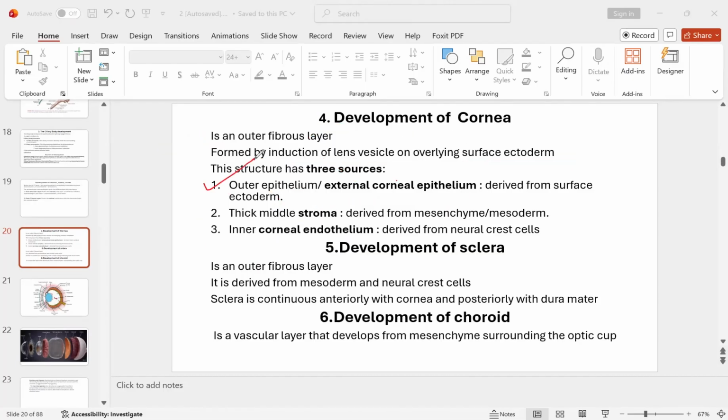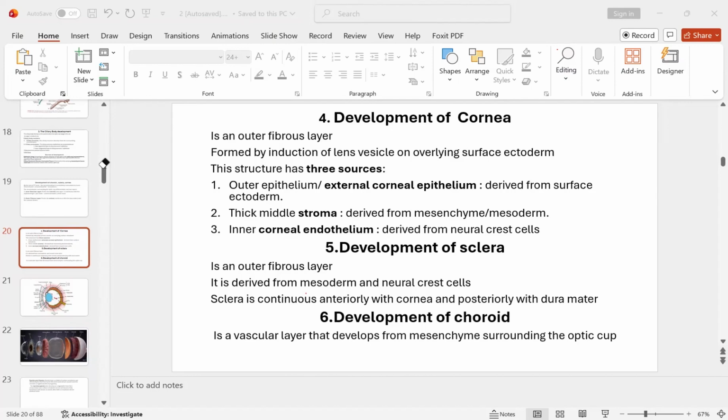So let's now discuss the sources of development for different components of cornea. The external corneal epithelium is derived from the surface ectoderm. Stroma is derived from the mesenchyme or mesoderm, and the corneal endothelium is derived from the neural crest cells. So these are the sources of development for cornea: number one, ectoderm, which gives rise to the external corneal epithelium; number two, mesenchyme, which gives rise to the stroma of the cornea; number three, neural crest cells, which give rise to the corneal endothelium.